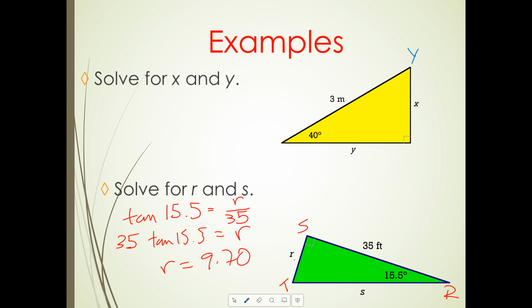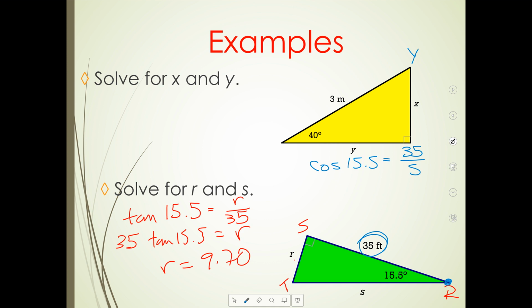I have the angle still, so I'm still working with R. I have the adjacent side, and I'm looking for the hypotenuse. Adjacent and hypotenuse becomes a cosine function. Set up my equation. The cosine of the angle is equal to the adjacent side over the hypotenuse. That cosine and that 15.5 cannot be separated. You can't do things like divide both sides by 15.5 to just have the cosine sitting there. That makes no sense. They're attached.